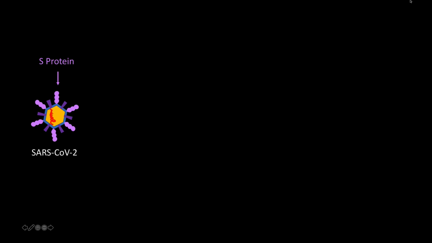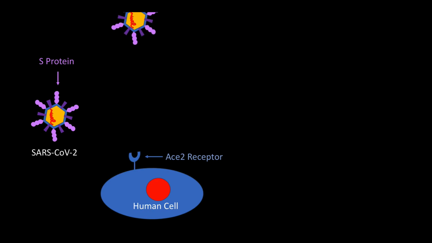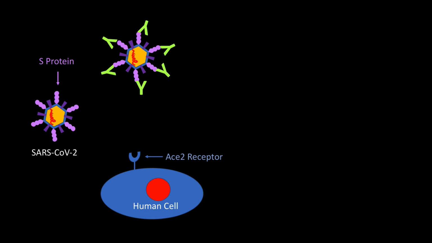What are neutralizing antibodies? According to the existing evidence, neutralizing antibodies are those that bind to the spike, or the S protein, found on the surface of SARS-CoV-2. This S protein binds to the ACE2 receptor found on the surface of certain human cells, and facilitates viral entry into these cells. So, neutralizing antibodies block viral entry into host cells, thereby preventing infection.